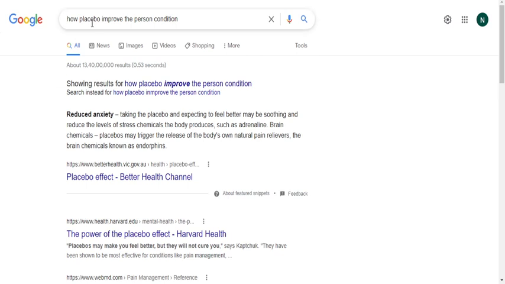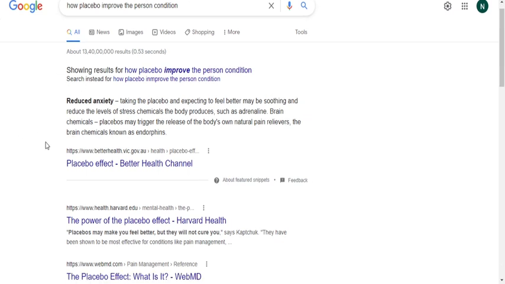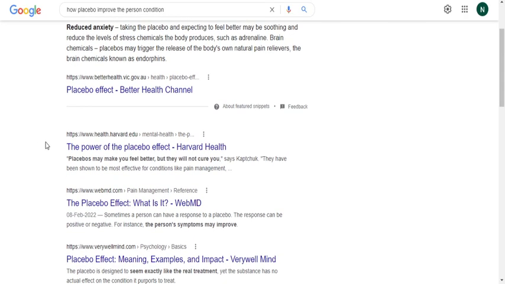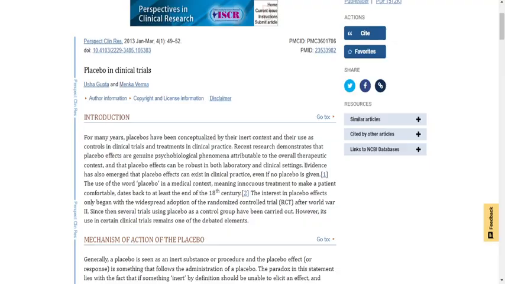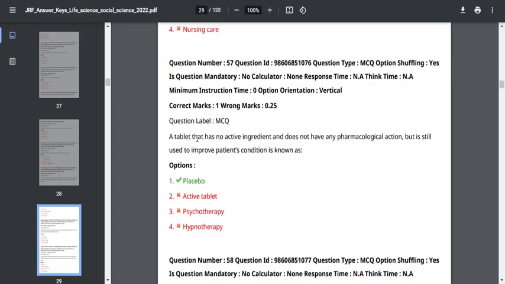So how does this placebo improve a person's condition? It reduces anxiety. Okay, so if a person is taking this placebo and expecting to feel better, this will reduce stress level, that is, stress-causing chemicals like adrenaline concentration will be reduced. At the same time, in the brain, placebos trigger the release of the body's own natural pain reliever. So this is how a placebo has a peculiar role in improving a person's condition.